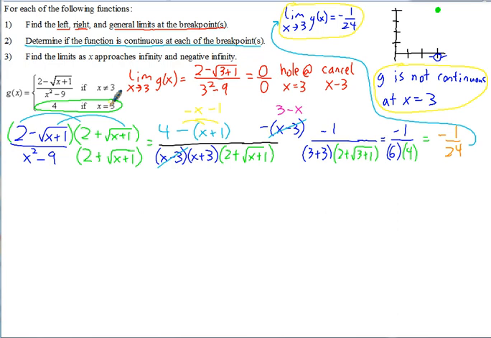All right, last thing we're going to look at for this problem is to find the limits as x approaches infinity and negative infinity. So now let's take a look at how we do that with piecewise functions. It doesn't matter which one you start with. Say we start with the limit as x approaches infinity. In this case, since this piece only applies at x equals 3, and this piece applies on both sides of 3, we use this top piece for both infinity and negative infinity.